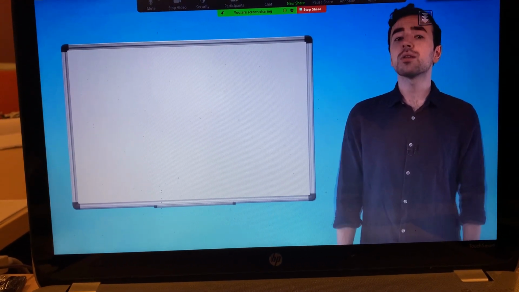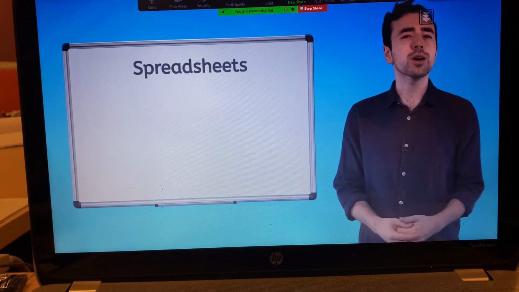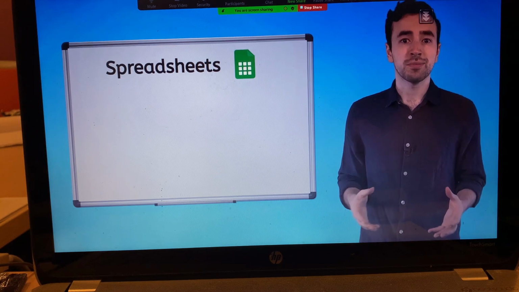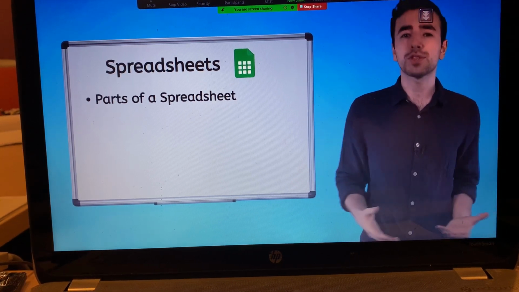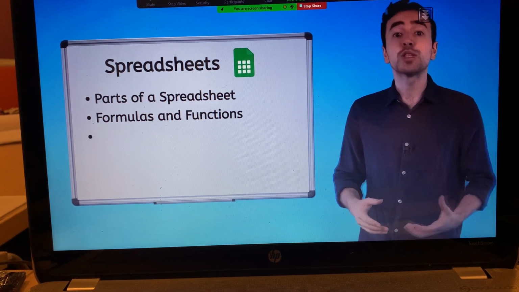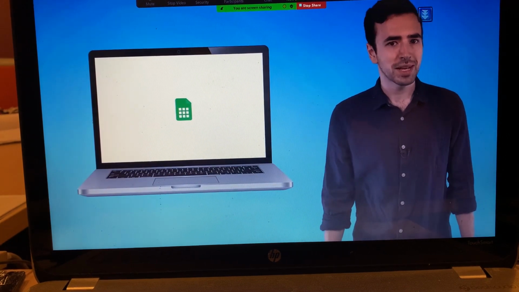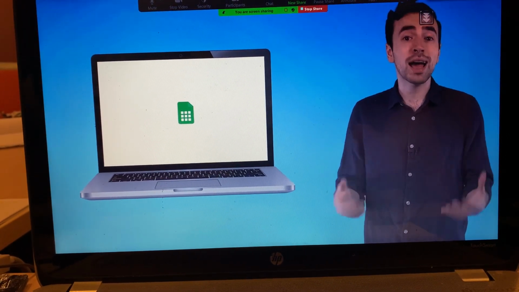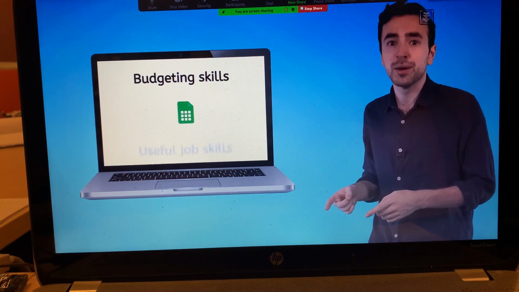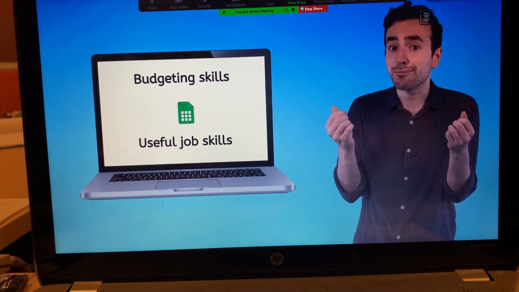In this unit, you're going to learn all about the fundamentals of budgeting. In the first part of the unit, we're going to learn one of the very best tools for budgeting, spreadsheets. By the end of this part, you'll know all the different parts of a spreadsheet, how to automate calculations using formulas and functions, as well as some of the most important functions when it comes to budgeting. And as a bonus, a lot of cool jobs will ask you for spreadsheet skills. So not only will this help you with your budgeting, but it will make you more employable. You might get some extra money to budget.